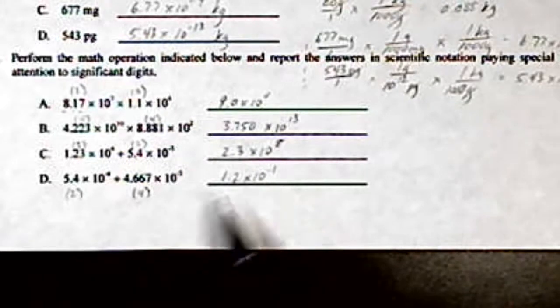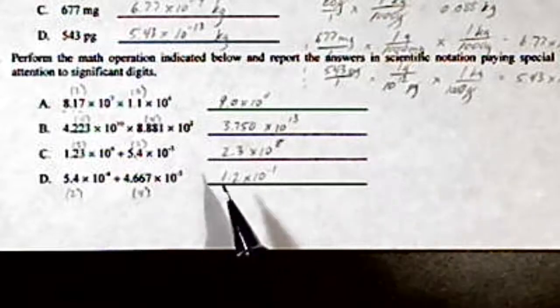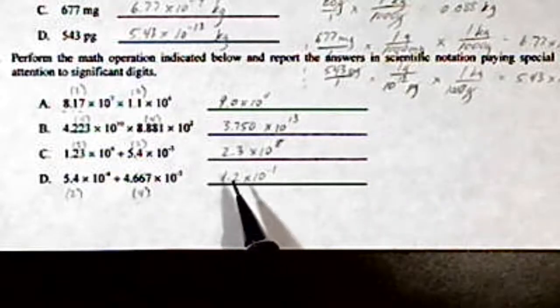The last one, 5.4 times 10 to the negative 4 divided by 4.667 times 10 to the negative 3. We have two significant digits in this 5.4, so we should have 2 in the end. Comes up, and my calculator says 0.1157. I have to round that to two significant digits, which would be 0.12, and in scientific notation, that 0.12 becomes 1.2 times 10 to the minus 1. On to the back.